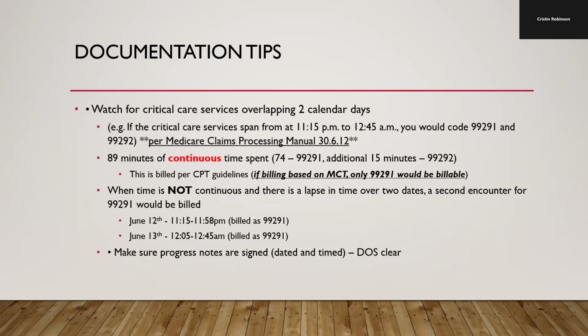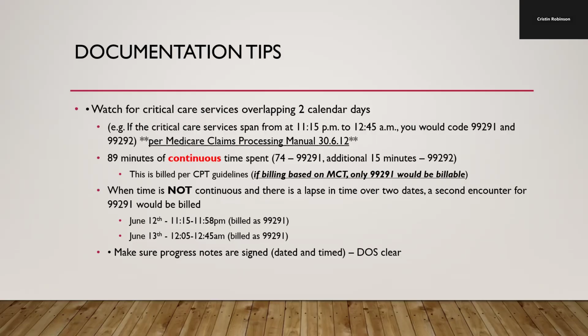So, for today's example, if a provider spends critical care time from 11:15 p.m. to 12:45 a.m. the next day, that's 90 minutes of continuous critical care time, you would have your 99291 and then your 99292. Remember, this is based on AMA CPT guidelines, not Medicare. If you are billing based on Medicare, you would only get the 99291.